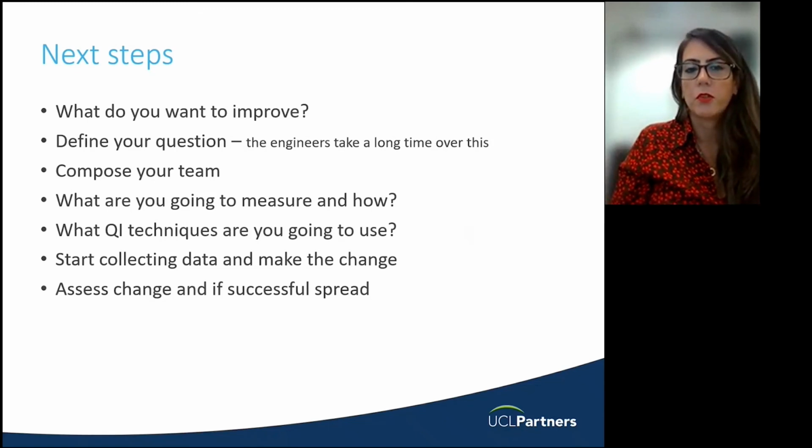Really spend time composing your team and think about how you're involving patients and staff, and start thinking about what do you want to measure, what techniques have resonated here. Did you like the driver diagram? Were you a fan of the process mapping? Where might you start? And make sure you use data because it will help you understand what you need to do and where you might change.